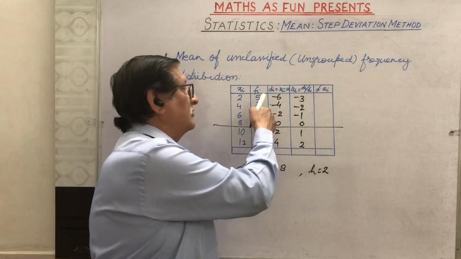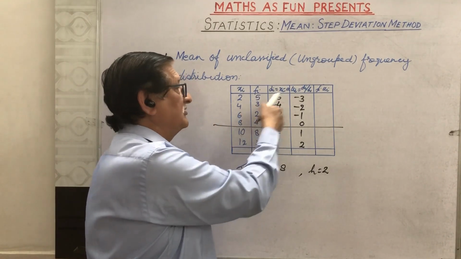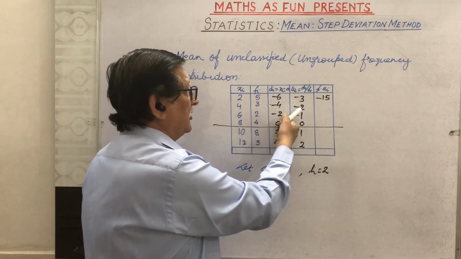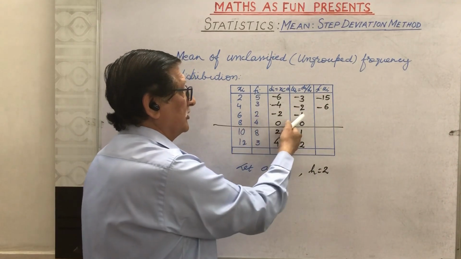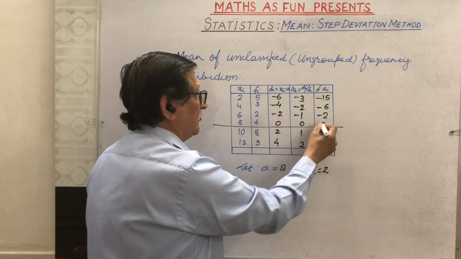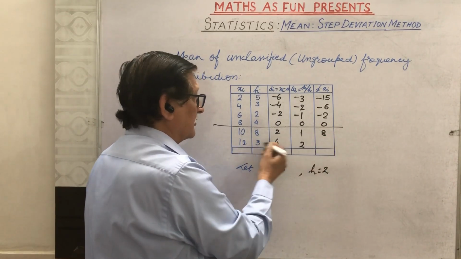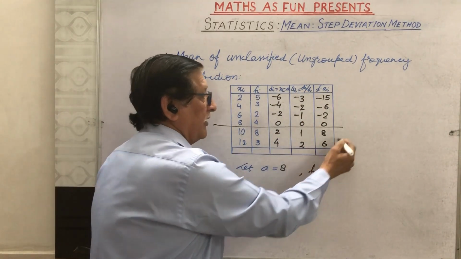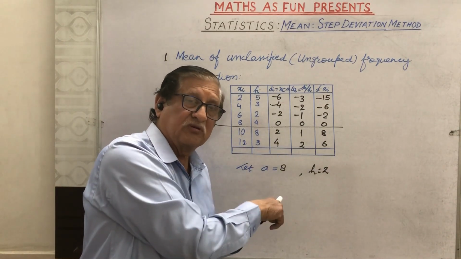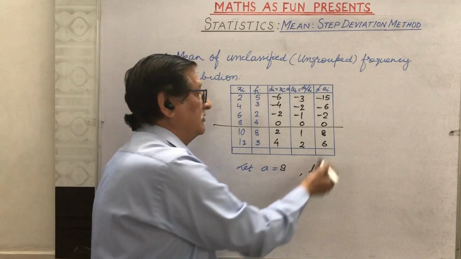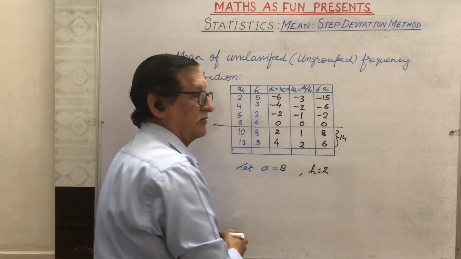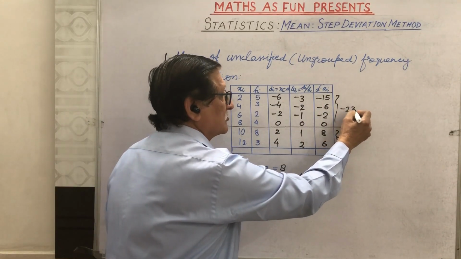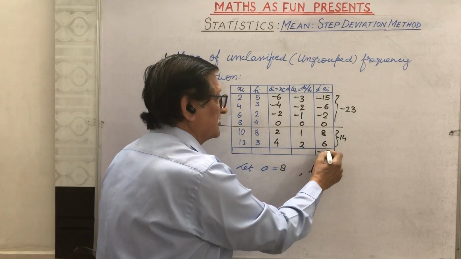And now we have to find the product of fi and ui, frequency and ui. Please remember this. 5 into minus 3 is minus 15, 3 into minus 2 is minus 6, 2 into minus 1 is minus 2, 0 into 4 is 0, 8 into 1 is 8, and 3 into 2 is 6. And now we have to find the sum of these fi ui. As I told you earlier also, we add all the positive numbers together and the negative numbers together. When we add these positive numbers, this is 14. When we add the negative numbers, we find here 15 and 6, 21, 23. This is minus 23. And the sum of these two comes as minus 9.